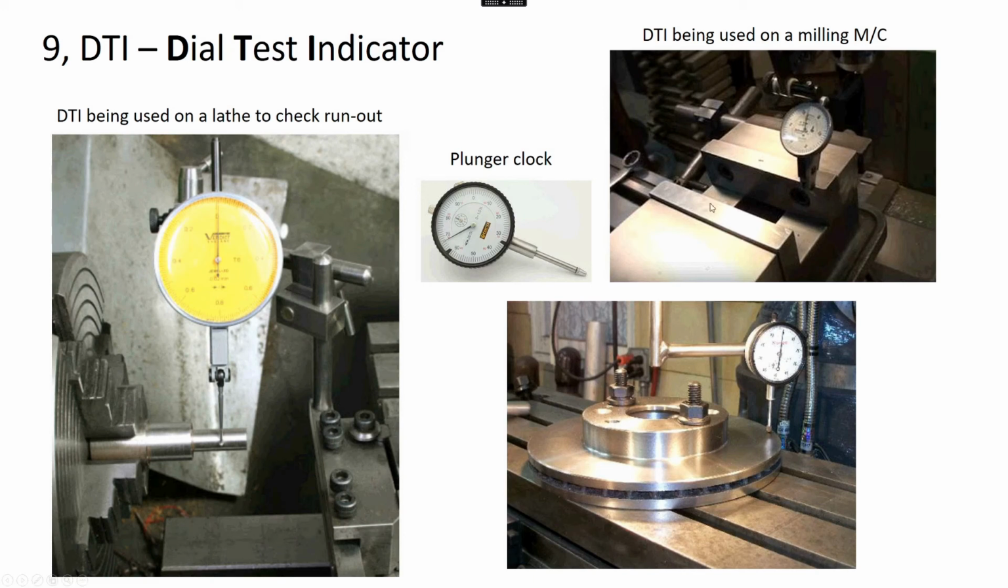So we've got on the right hand end a DTI being used on a milling machine. In this case we're clocking up the fixed jaw of a vise. We're making sure that this fixed jaw on the vise is correct with the machine axis. So you'll move the handle for the machine and you'll move the vise in this direction and make sure it's clocked up 0, 0 all the way across. So it's used for milling blocks and things.